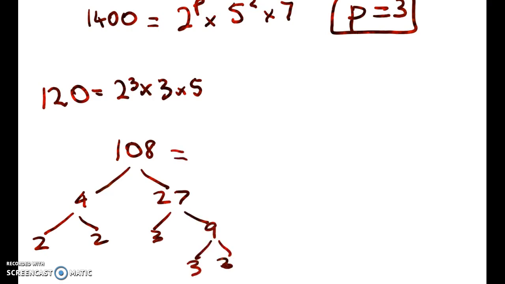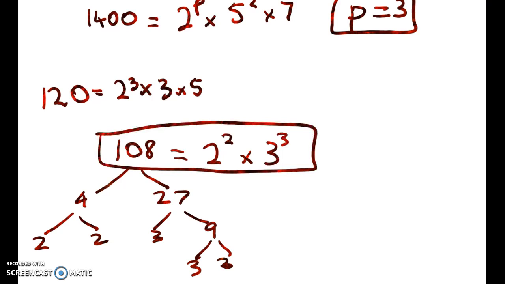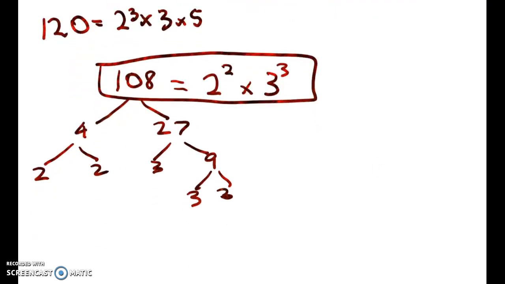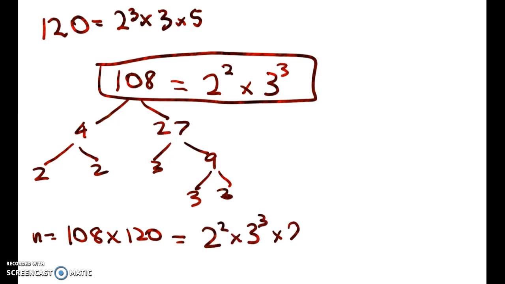So what's 108? Well, 108 is 2 squared times 3 cubed. So now let's look, without doing the whole multiplication of the big numbers, at what's 108 times 120, because that's what n is. That's what we have to find. So writing that all out, we can write 2 squared times 3 cubed times 2 cubed.